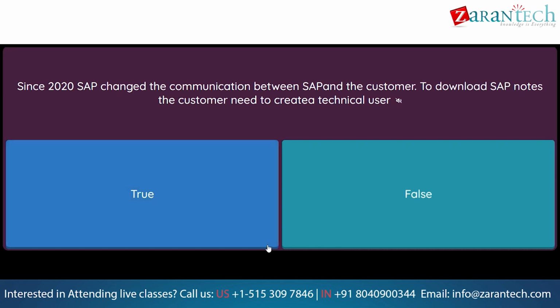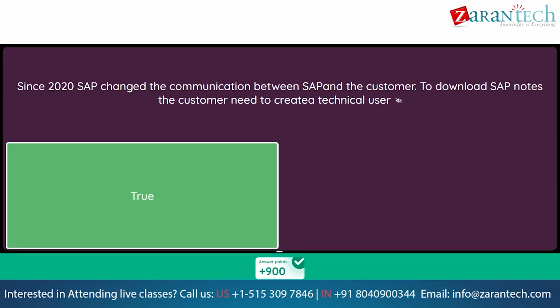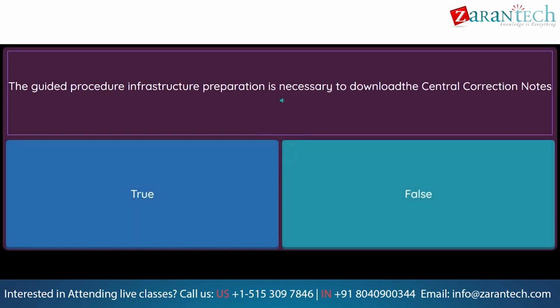Question: The guided procedure infrastructure preparation is necessary to download central correction notes. Option 1 true. Option 2 false.